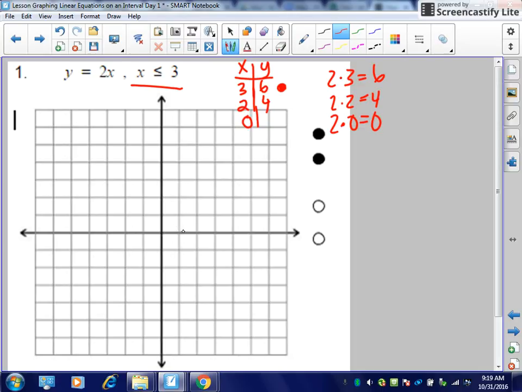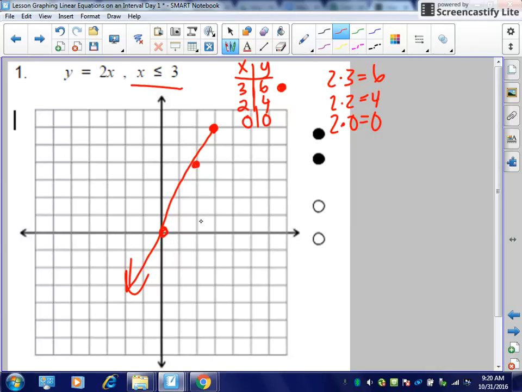So to get to 3, 6, I go right 3, up 6. And remember, that's going to be a closed circle. And then I've got the point 2, 4. And I've got the point 0, 0. Okay, now it says less than or equal to 3. Remember, I cannot be any further than 3, so I'm going to start here, and I'm going to connect the points going down, and your line's going to be a little bit straighter than that, but this would be the line all the way up to 3.